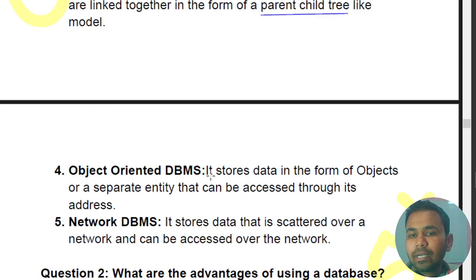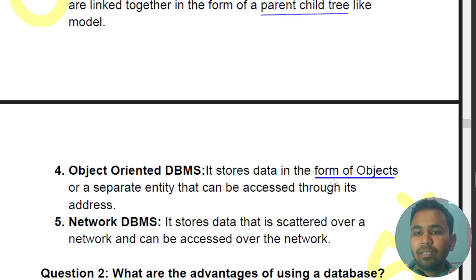Fourth, we have object-oriented database management system. It stores data in the form of objects or separate entities that can be accessed through their addresses. Suppose I have a car. So car is a real life object. There are some properties associated with those objects that are going to be replicated in all of those kind of objects. So I talk of a class like cars. Each car has some properties that will be similar in all of the cars, like they have 4 tires, 1 steering wheel, 1 back mirror. So this is a very simple example to make you understand what is the object in real life.